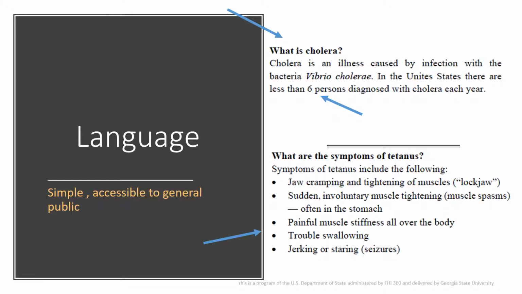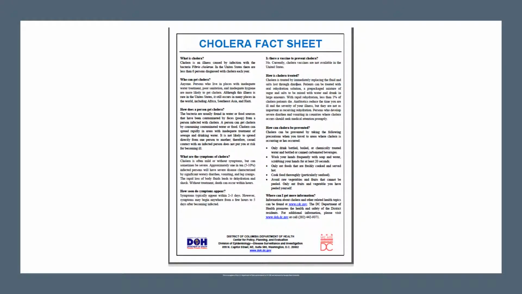Here it is talking about how cholera is prevented, and they're giving you the different things that the person can do to avoid cholera. So you have the bullet points. This is the model of fact sheet that I mentioned a while ago. You can download it from Canvas and use it as a reference for the fact sheet that you will have to write.